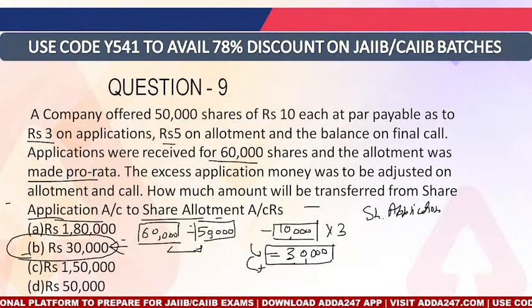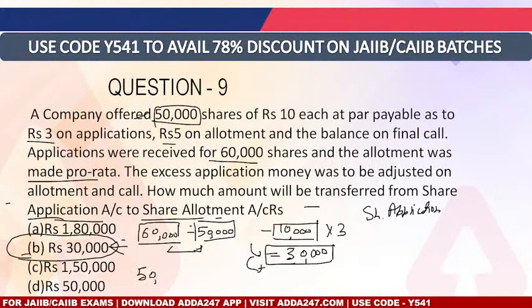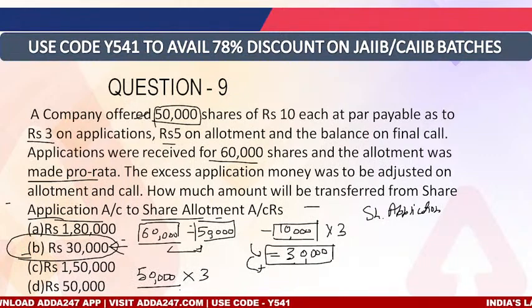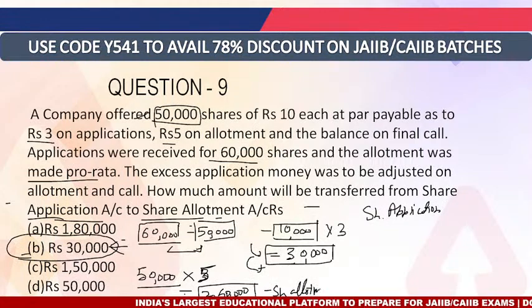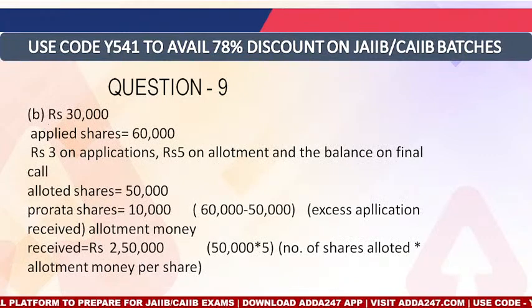Now, the share allotment can only be of 50,000. When a company issues shares, it cannot exceed its authorized share capital, isn't it? So basically, it would be 50,000 into 5. That means in terms of application, we have received 3 and on allotment, we have to receive 5. So it is like 2,50,000 is for share allotment. If 2,50,000 is for share allotment, then we just reduce this 30,000 here, and whatever is left is 2,20,000. That is the amount which these people will have to pay for that particular amount. So the amount transferred comes out to be 30,000.